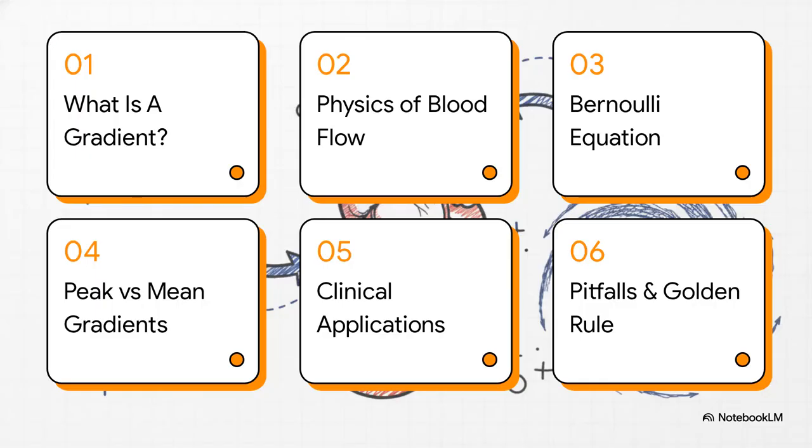So here's our roadmap for today. First, we'll cover what a pressure gradient actually is. Then, the physics of blood flow. Third, the cornerstone Bernoulli equation. Fourth, we'll compare peak versus mean gradients. Fifth, we'll dive into some real-world clinical applications. And finally, number 6, pitfalls and the golden rule.